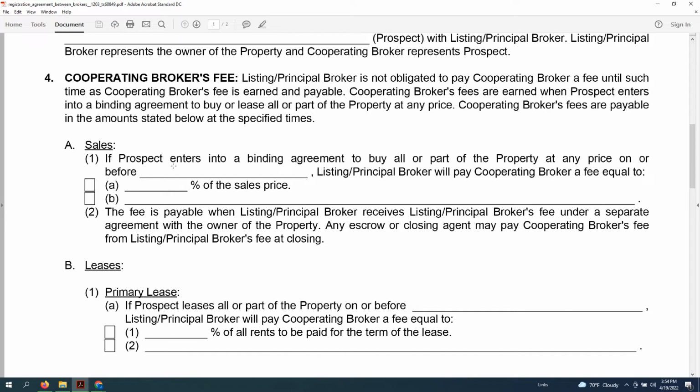What I wanted to highlight is the date here. So if prospect enters into a binding agreement to buy all or part of the property at any price on or before, this is some date. So, we're going to have a 30-day close, I'll put that. That's a bad idea. You might not have a 30-day close. You might have a 180-day close.